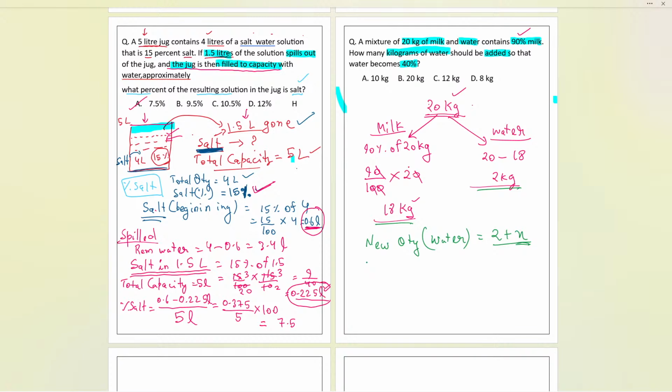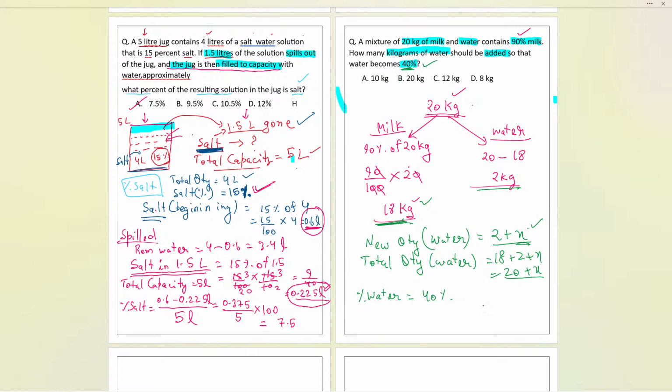Now if I write the total quantity of the milk and water mixture, it will become what? 18 was the milk, and the water is now 2 plus x. So it will be 20 plus x. Now we need the percentage of water, which is already given in the question, 40%.